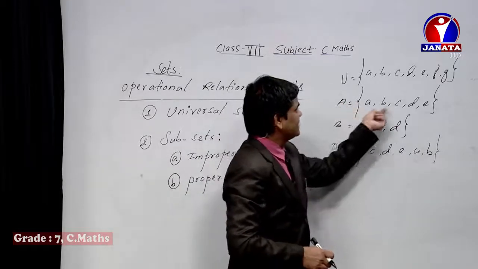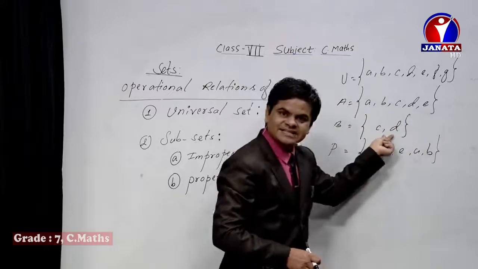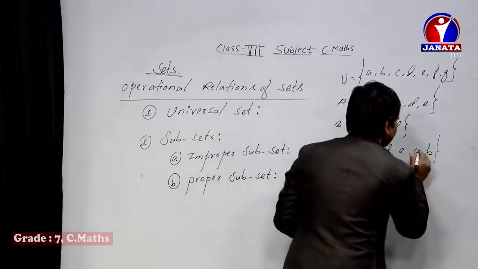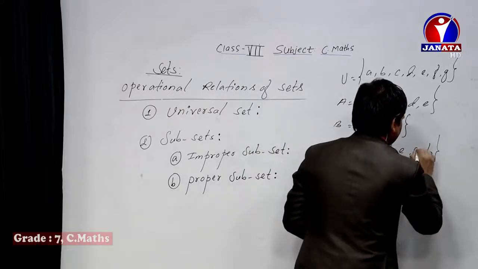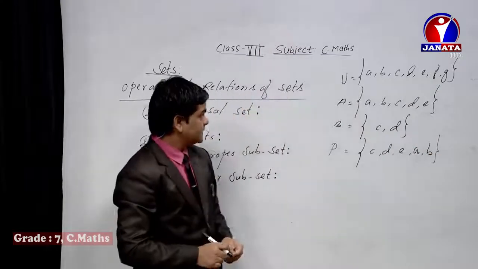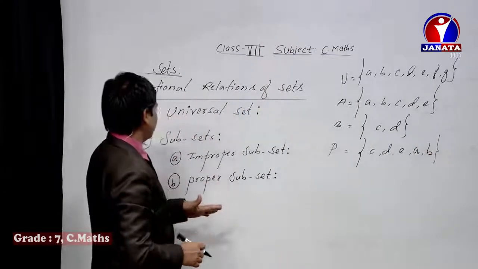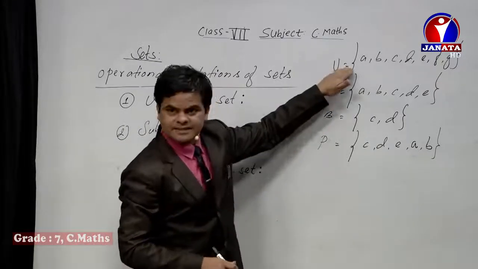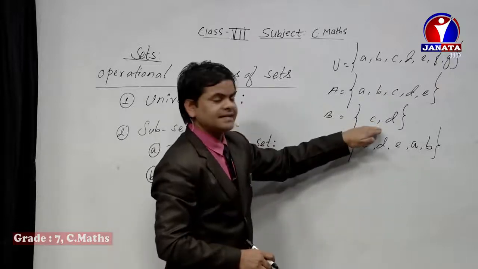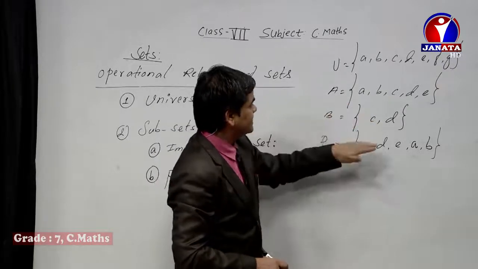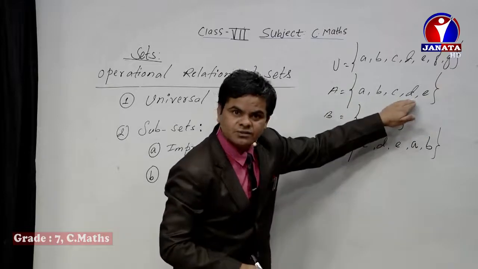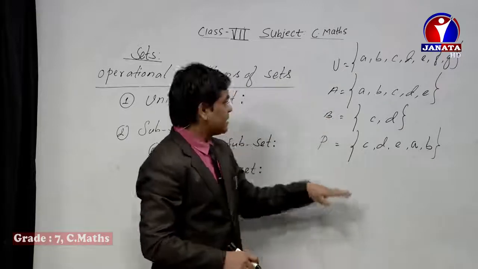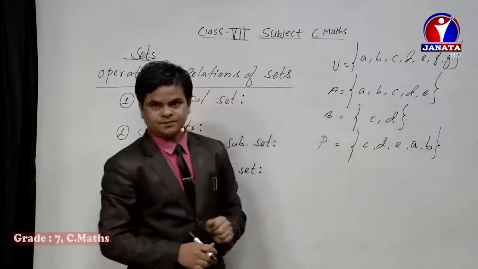So set A has A, B, C, D, E. Set B has only 2 elements, C, D, and set P has C, D, E, and A, B. So these are the elements. If we have to compare, all of these are subsets of the universal set. But if you look at set B, it has the elements C, D, which are contained in set A also and set P also. That's why B is a subset of A also, and of P also.